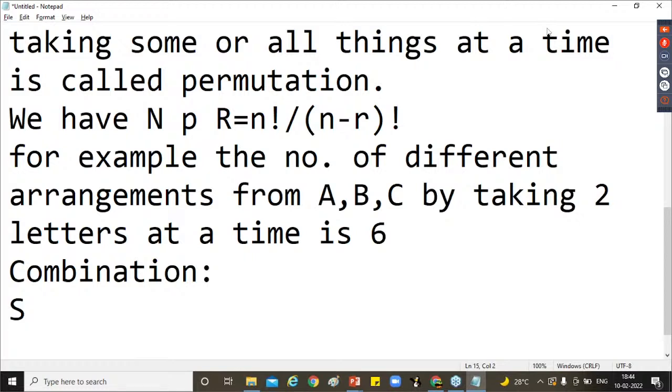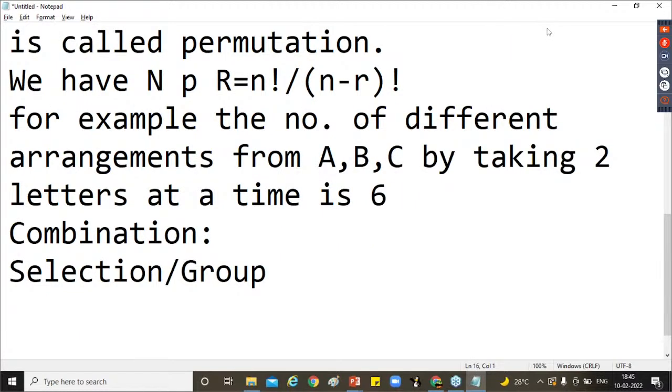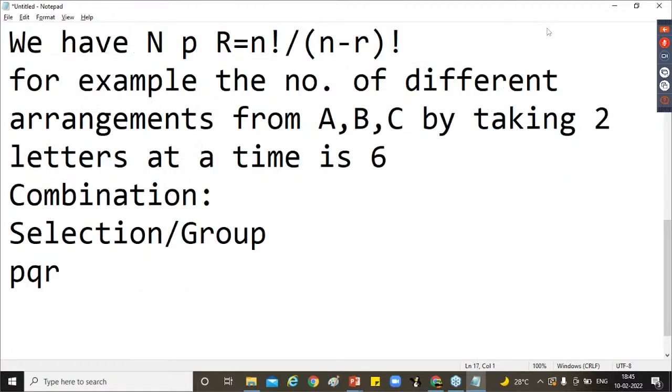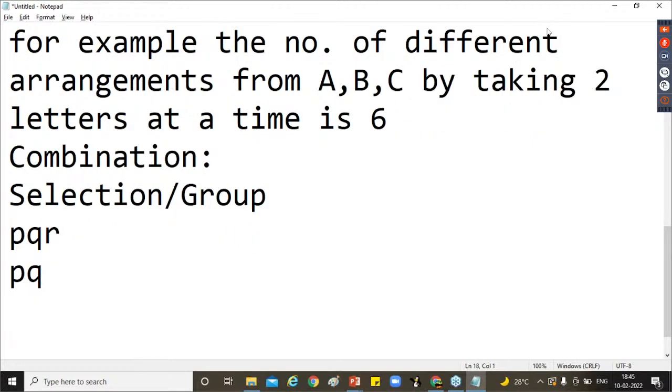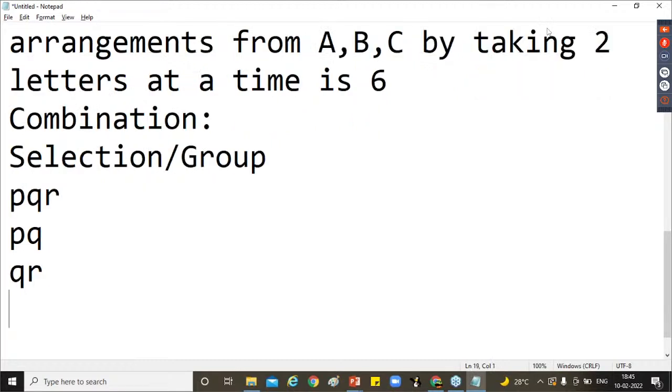So combination is nothing but selection or group. What does it indicate? For example, there are 3 persons, P, Q, R. Out of them, if I want to select any 2 persons at a time, P comma Q is one group, Q comma R is another group, R comma P is another group.